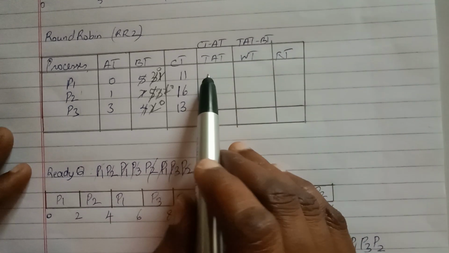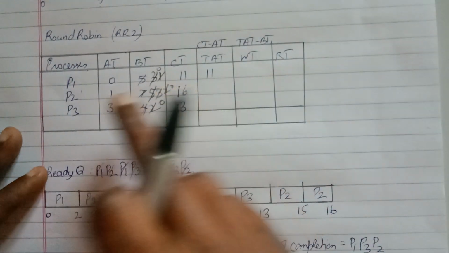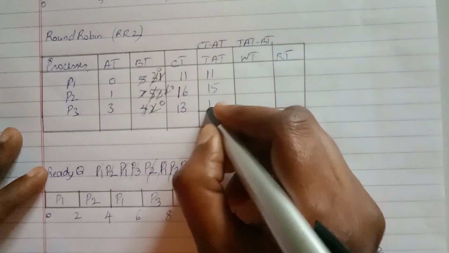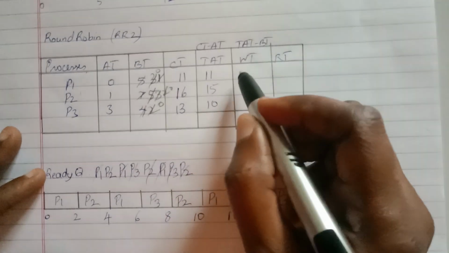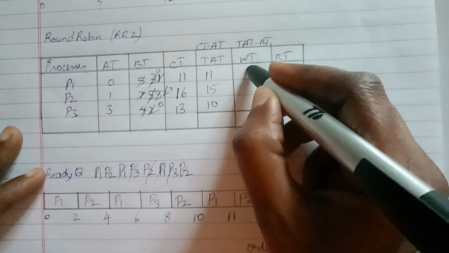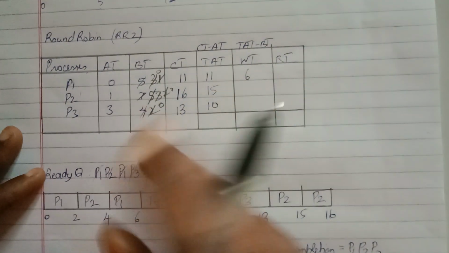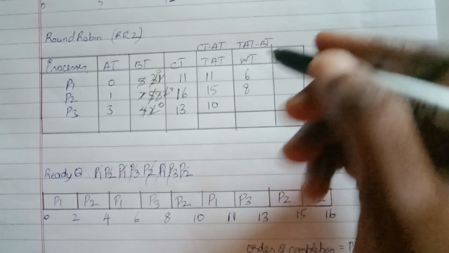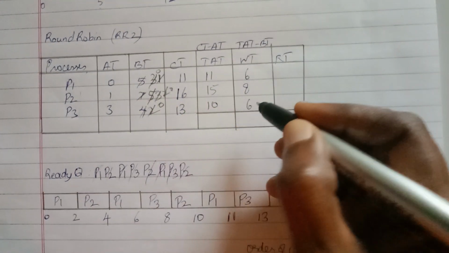So we can calculate the turnaround time. So turnaround time is what? Completion time minus arrival time. So 11 minus 0, that is 11. 16 minus 1, that is 15. 13 minus 3, that is 10. So what is the waiting time? That is turnaround time minus burst time. So 11 minus 5, that is 6. 15 minus 7, that is 8. And 10 minus 4, that is 6.